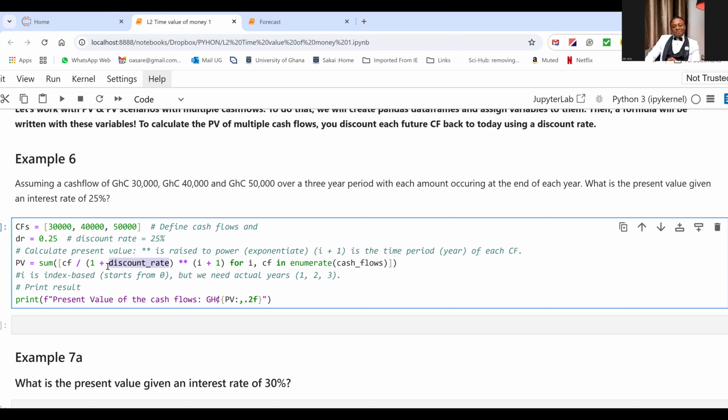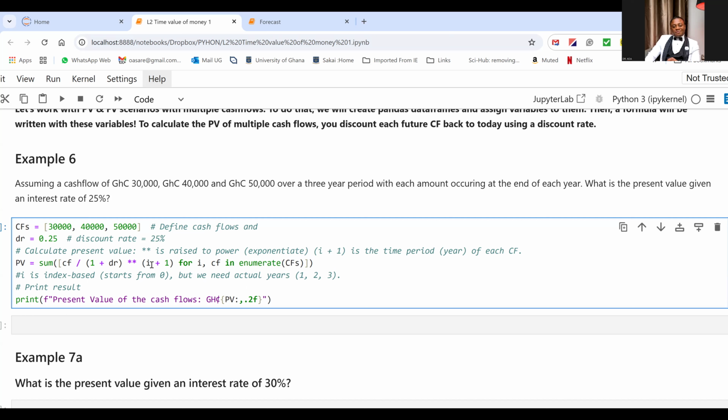So watch the formula carefully. The formula is the sum of the cash flows divided by 1 plus the interest rate, and you put the cash flows here. But here is the interesting bit: I have exponentiated, raised to the power. This is how you write it in Python, with this double asterisk sign. That sign will exponentiate this value by the time period for each cash flow, and then we'll define it for each of the cash flows.